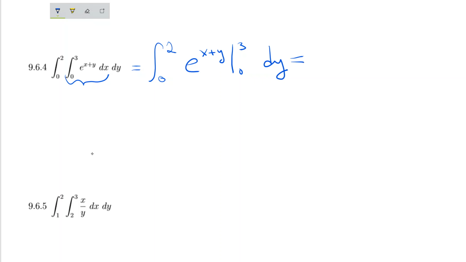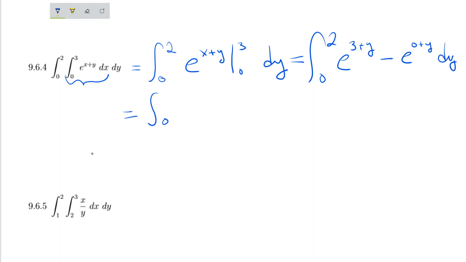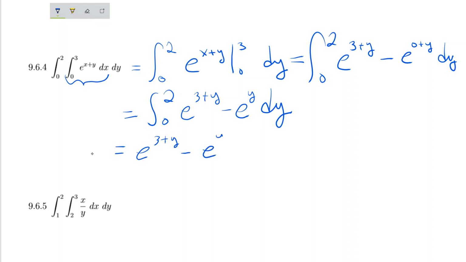This might feel real weird to you. Integral from 0 to 2. And then I'm substituting in, so e to the 3 plus y minus e to the 0 plus y dy. Let's clean that up a little bit. Integral from 0 to 2 of e to the 3 plus y minus e to the y dy. And now I'm going to integrate with respect to y. So e to the stuff is still just e to the stuff. There's nothing changing here. Evaluated from 0 to 2.